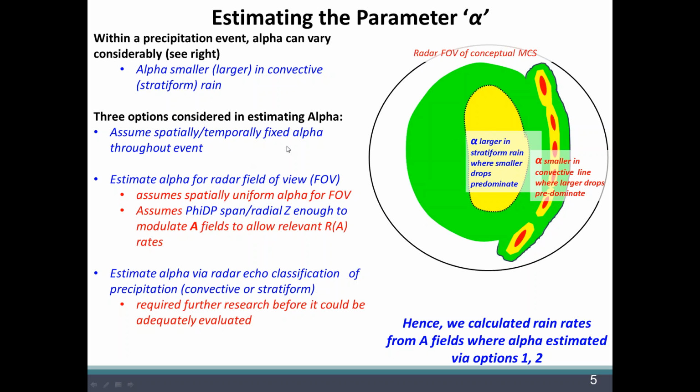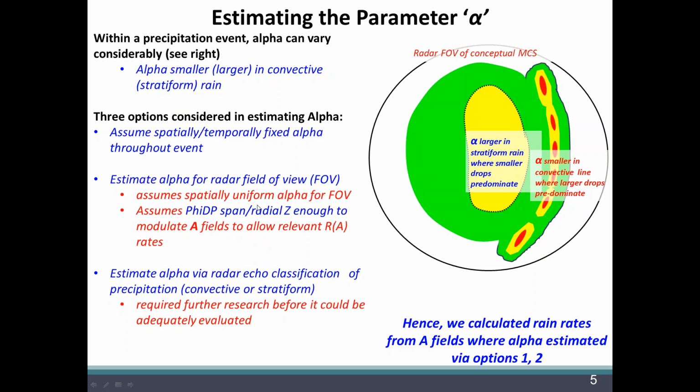So we have a whole radar field of view. What are the options we considered in actually estimating alpha in real time? The first one was, let's just assume that alpha is spatially and temporally fixed throughout the precipitation event, and let's just hope the radial reflectivity would be enough to modulate the specific attenuation fields and actually give you relevant rain rates. The next option is that we can estimate the alpha for the radar field of view basically just spatially. We're just going to use an average alpha for the entire field of view and then update it for each elevation scan, each half-degree elevation tilt.